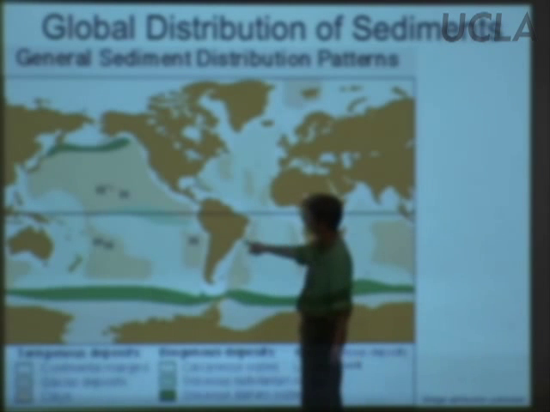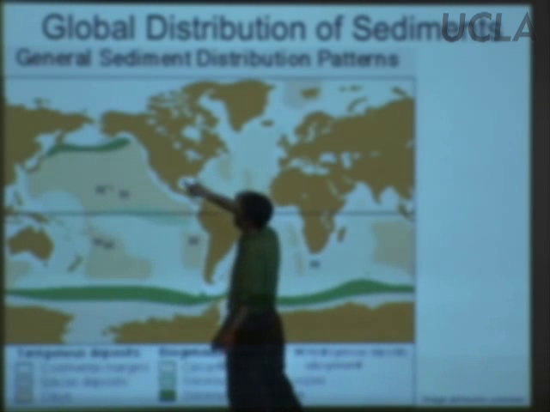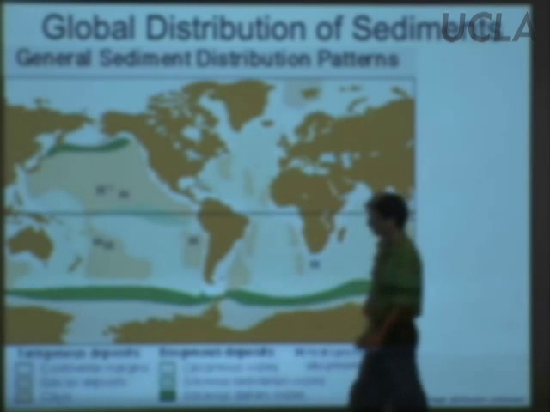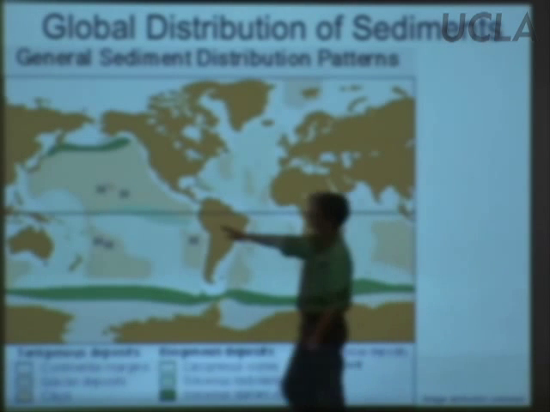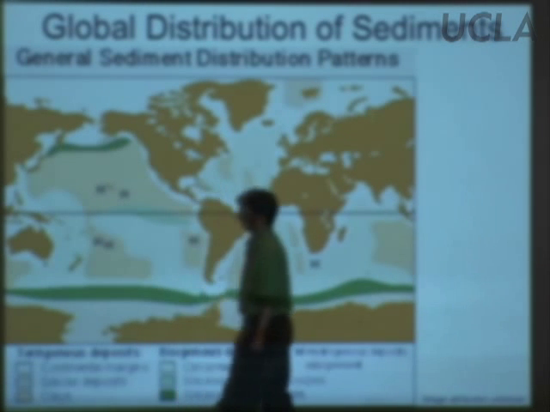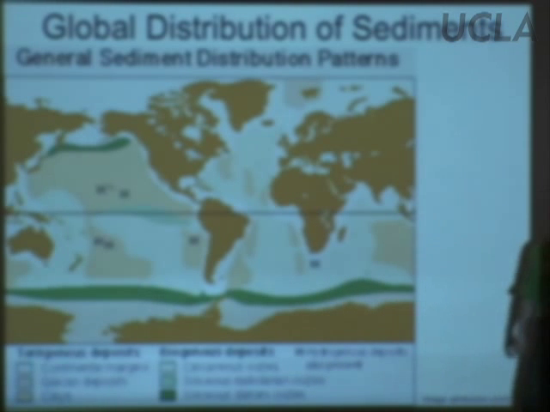The white color is mostly terrigenous sediments along continental margins. And then the various greenish colors are siliceous oozes of one kind or another. And then this pink color is abyssal clay for the most part. And the H's mean that they're hydrogenous sediments, which mostly means manganese nodules.